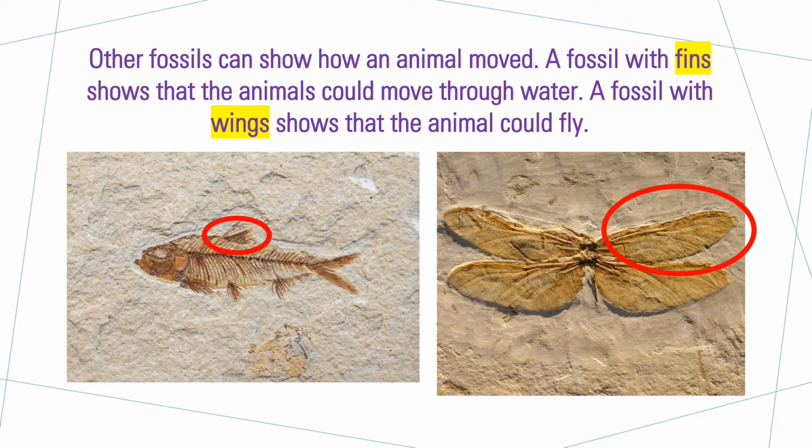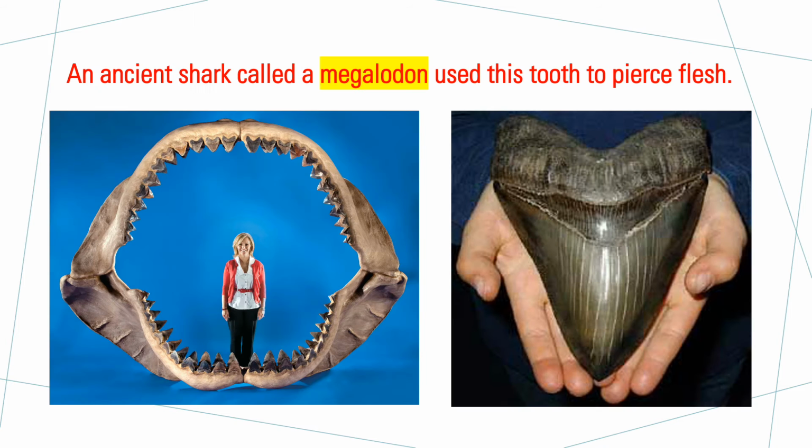Other fossils can show how an animal moved. For example, a fossil with fins shows that this animal could move through water. A fossil with wings shows that the animal could fly. An ancient shark called a megalodon used this tooth to pierce flesh.